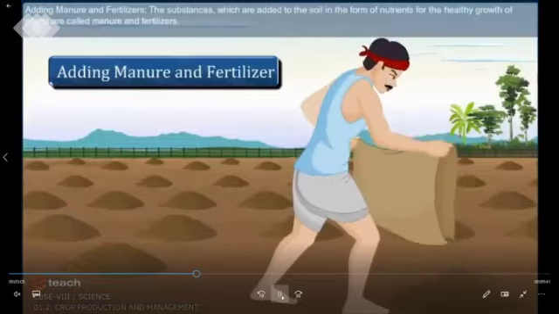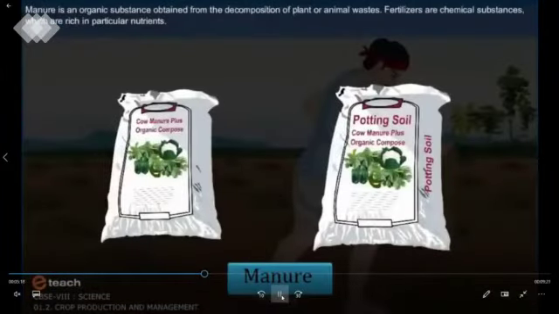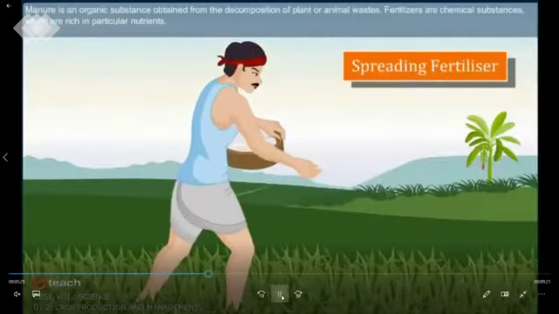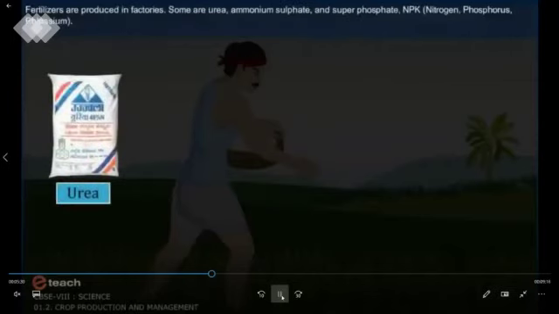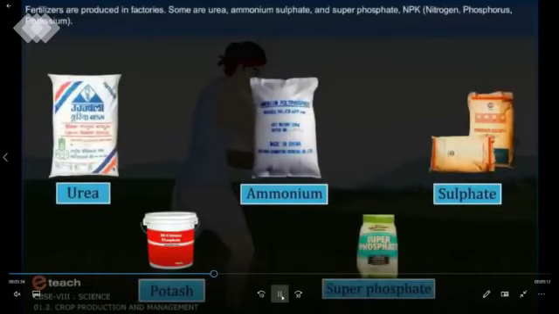Next step is adding manure and fertilizers. The substances which are added to the soil in the form of nutrients for the healthy growth of plants are called manures or fertilizers. Manure is an organic substance which is obtained by the decomposition of plant and animal waste, whereas fertilizer is a chemical substance which is prepared in industries. Here you can see the farmer spreading fertilizers in his field. Some examples of fertilizers are urea, ammonium sulfate, potash, and superphosphate. You can see them on the screen.